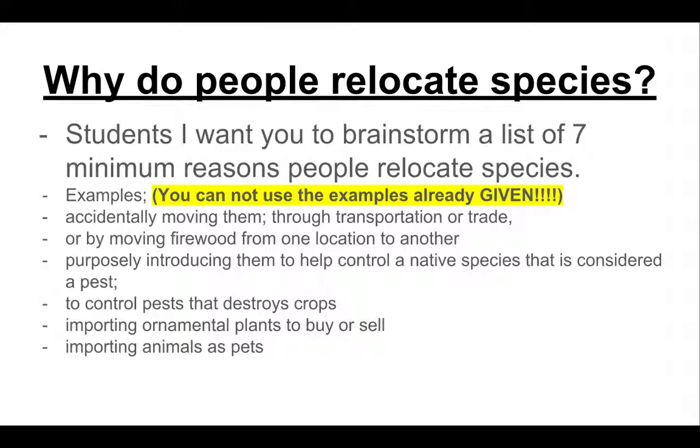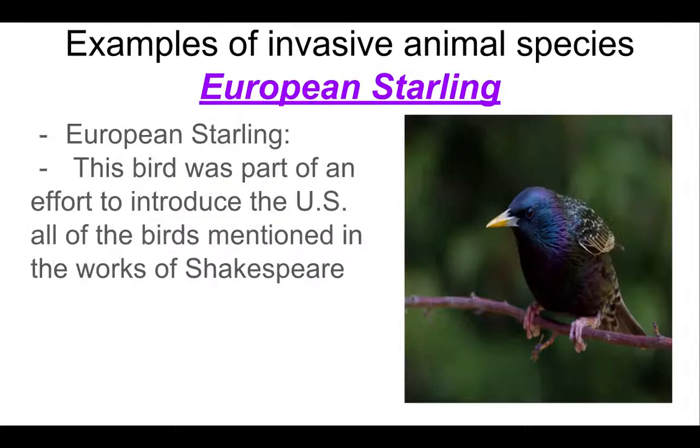Another one is importing. Exporting is given out. Importing is taken in. Ornamental plants to buy or sell. Or importing animals as pets. We're going to find out about one pet that I don't think anybody will want in their house. Maybe some of you might love being adventurous and trying new things, but I know there's one animal that I wouldn't go across in a million years.